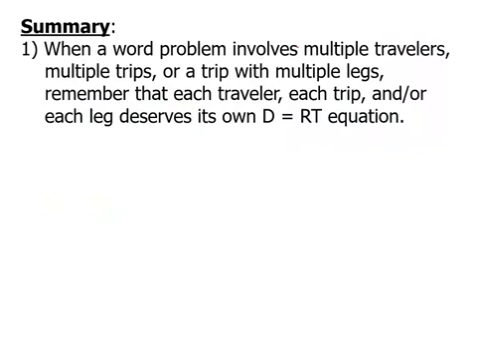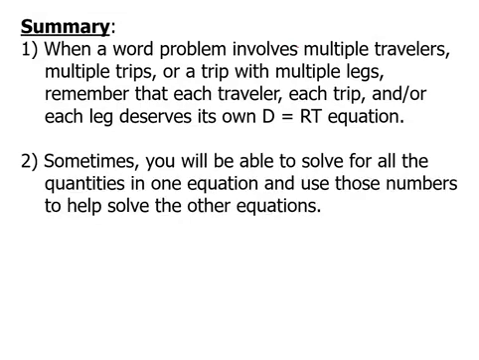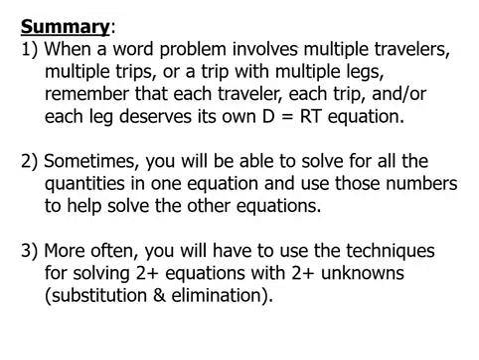In summary, when a word problem involves multiple travelers, multiple trips, or a trip with multiple legs, remember that each traveler, each trip, and/or each leg deserves its own D equals RT equation. Sometimes you will be able to solve for all quantities in one equation and use those numbers to help solve for other equations. More often, you will have to use the techniques for solving two equations with two unknowns. And we talked about substitution and elimination. If those are new to you, you can find out more about them in the algebra module.